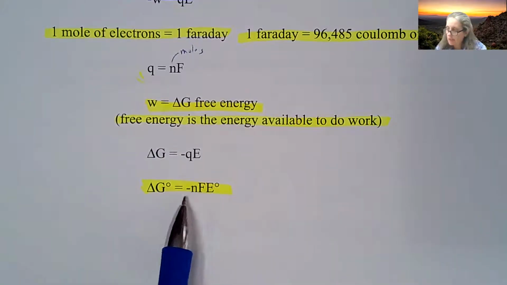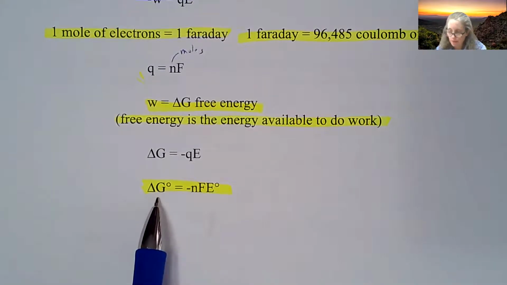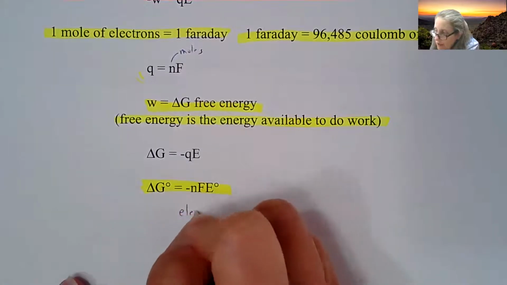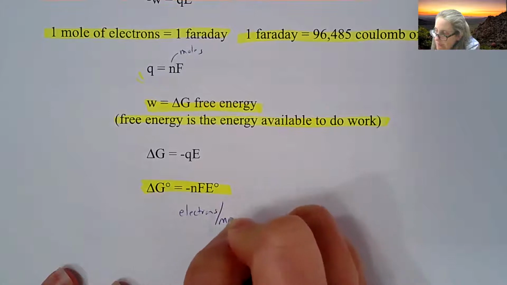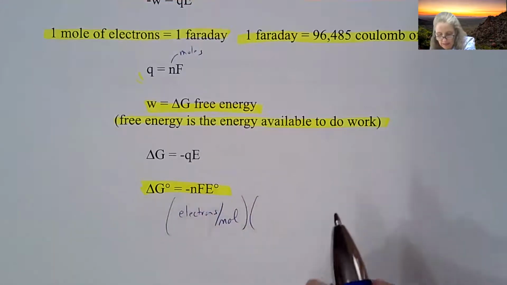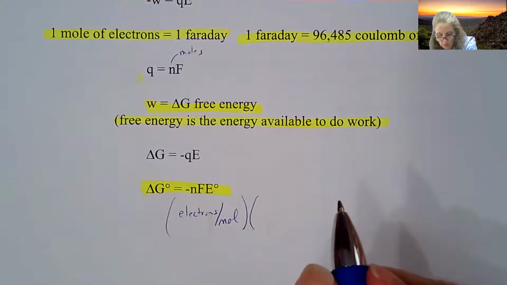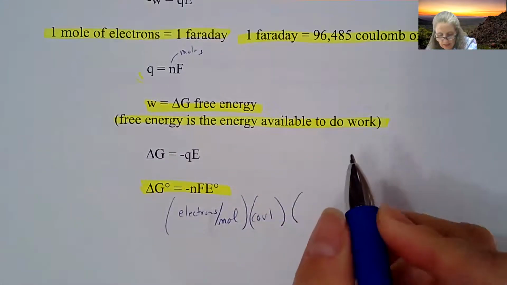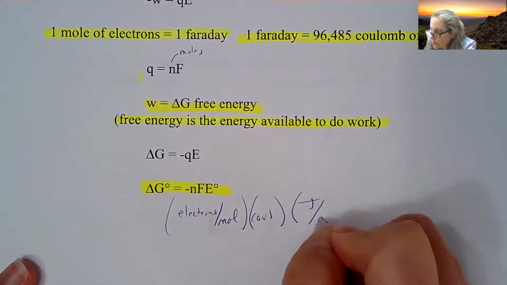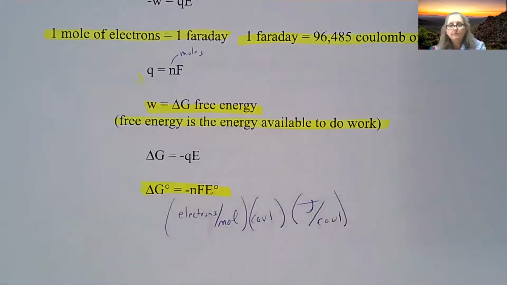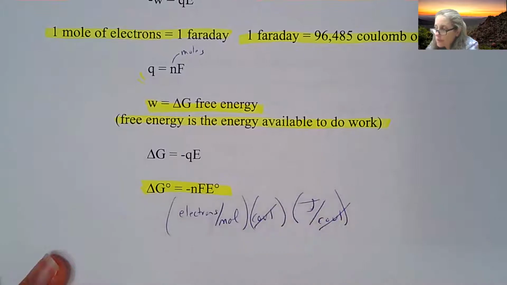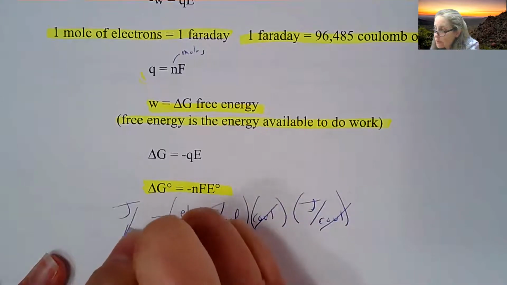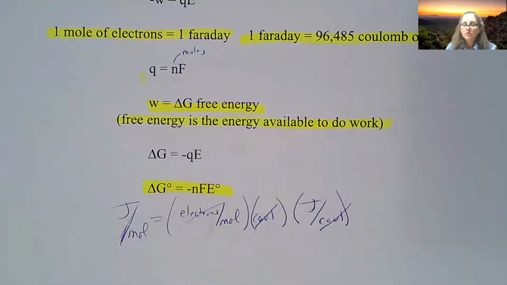Now, in terms of units here, remember G is usually in joules per mole. Well, N is electrons per mole. That's my N. My Faraday is equal to a coulomb. And my E, which is my E cell, is equal to joule over coulomb. So you could see that coulomb cancels coulomb, and essentially the electrons are canceled out as well. So what you're left with is joules per mole, which is your delta G discussion.